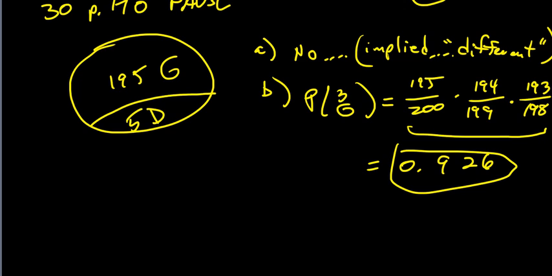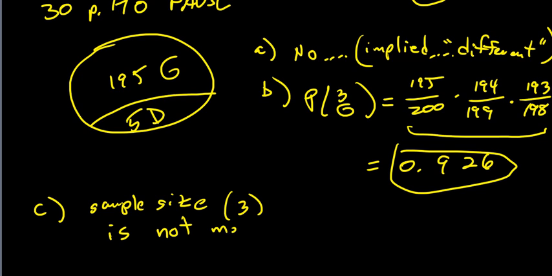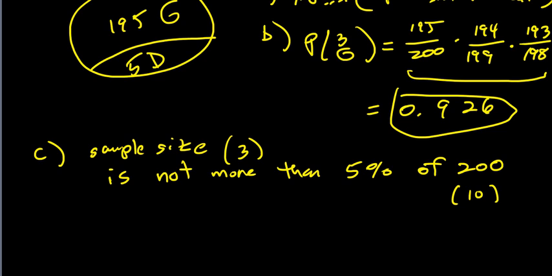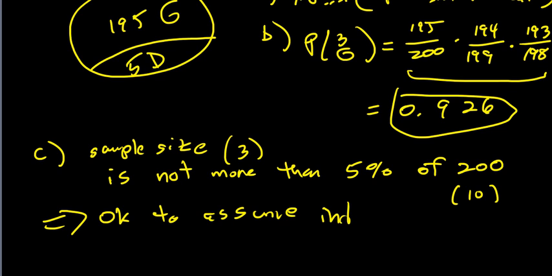Alright, part C says, use the 5% guideline for treating the events as independent and find the probability that all 3 are good. Well, your sample size, here it's 3, you're picking 3, is not more than 5% of your available population, 200. Of course, 5% of 200 is 10, so certainly 3 is not more than 10, so it's okay to assume independent selections.